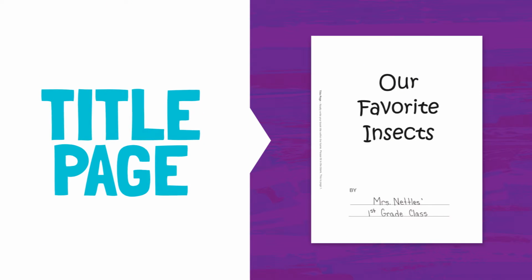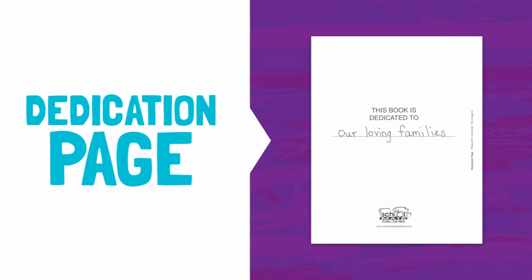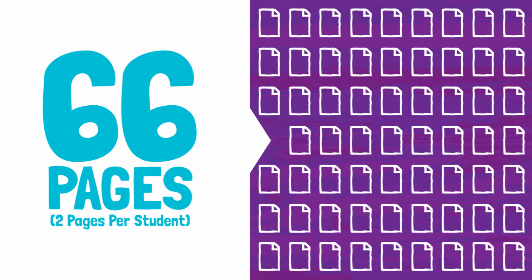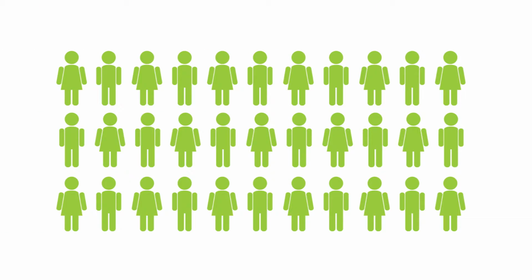The first 3 pages of every template are reserved for a title page, a dedication page, and 1 personal page, leaving 66 pages for student material, plus a personal page in the back of the book. That's enough for 33 students if each student uses 2 pages.